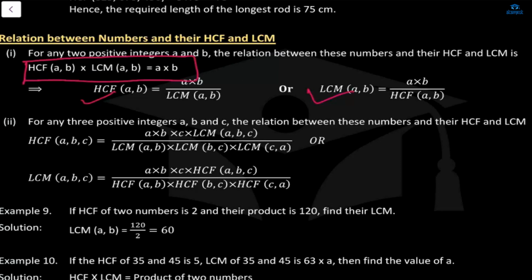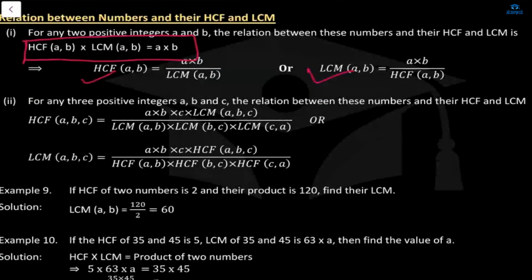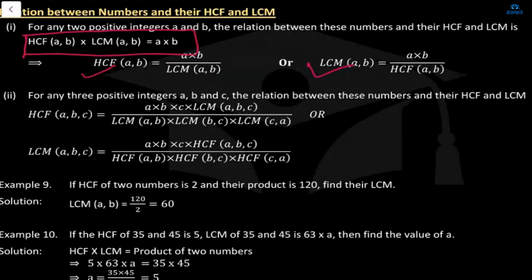And when there are three numbers, what is there? HCF of A, B, C will be the product of A, B, C in the numerator, and in the denominator the LCM of A, B, C and the LCMs of all the combinations of two. Clear? And for LCM it is the same thing: the product of A, B, C, the HCF of A, B, C, and the combinations of HCF of two: AB, BC, CA. So you have to remember this.